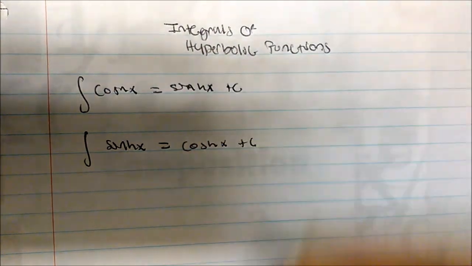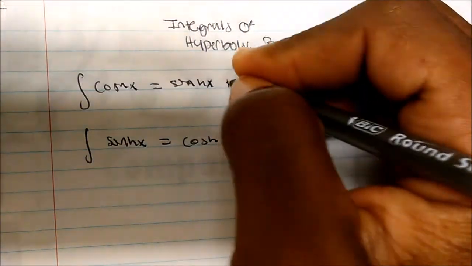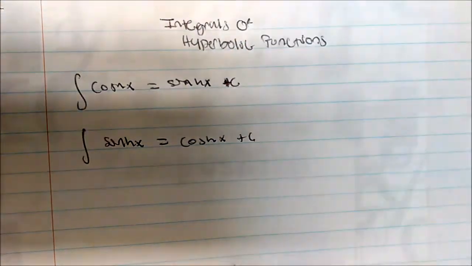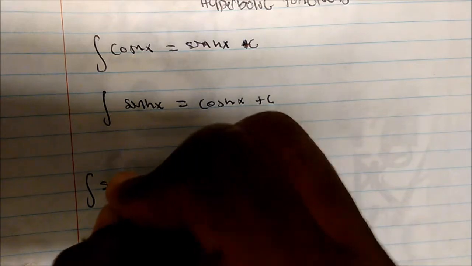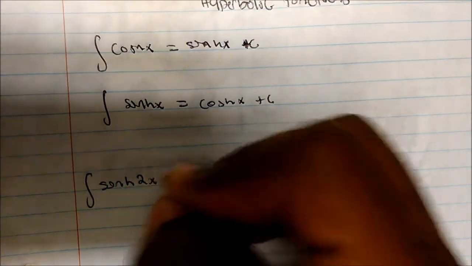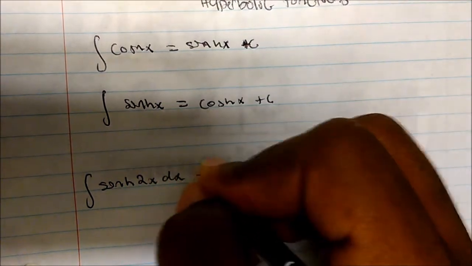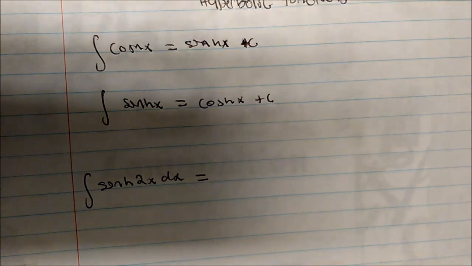Vice versa, if I take the integral of sine hyperbolic of x, that's just cosine hyperbolic of x plus c. Okay, so with that being said, let's look at some examples. What if I want to take the integral of sine hyperbolic of 2x dx? What would be my integral?